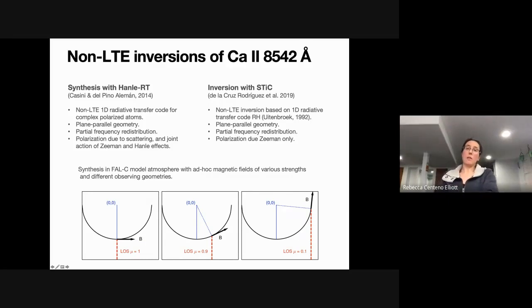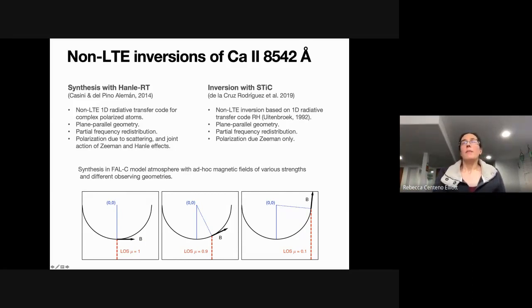The reason we did this was because the scattering polarization signatures increase in amplitude as one observes closer and closer to the limb. This is a geometric effect that has an impact on the range of magnetic field strengths where the Zeeman signals are dominating over the scattering polarization signatures. So close to the limb, the scattering polarization will dominate over the Zeeman signatures in a larger range of field strengths.